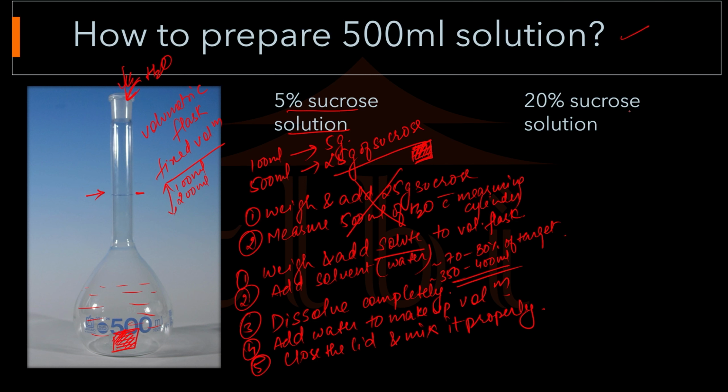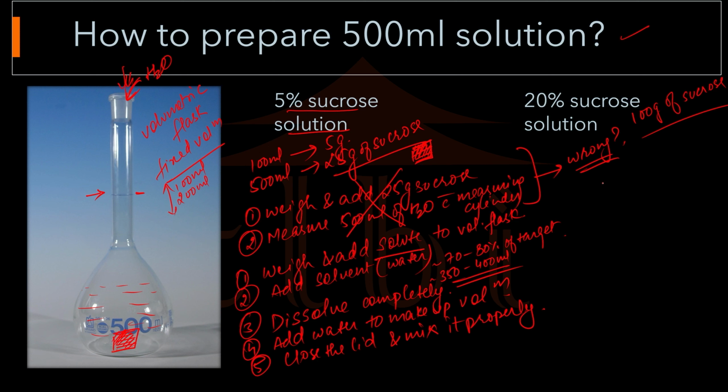All right. Okay. Now, what about 20% sucrose solution? How much sucrose will be needed for this one? You can pause the video, calculate and come back. Right. So the answer will be 100 gram of sucrose. Now the question is, why was this method wrong?